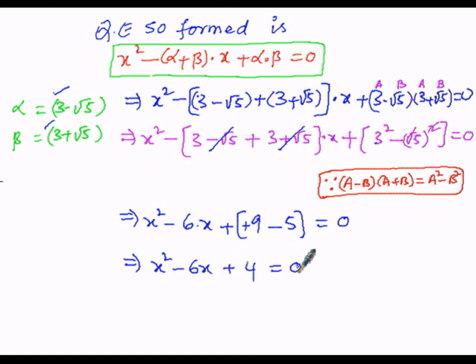Therefore this is the framed equation when the two roots are 3 minus root 5 and 3 plus root 5.